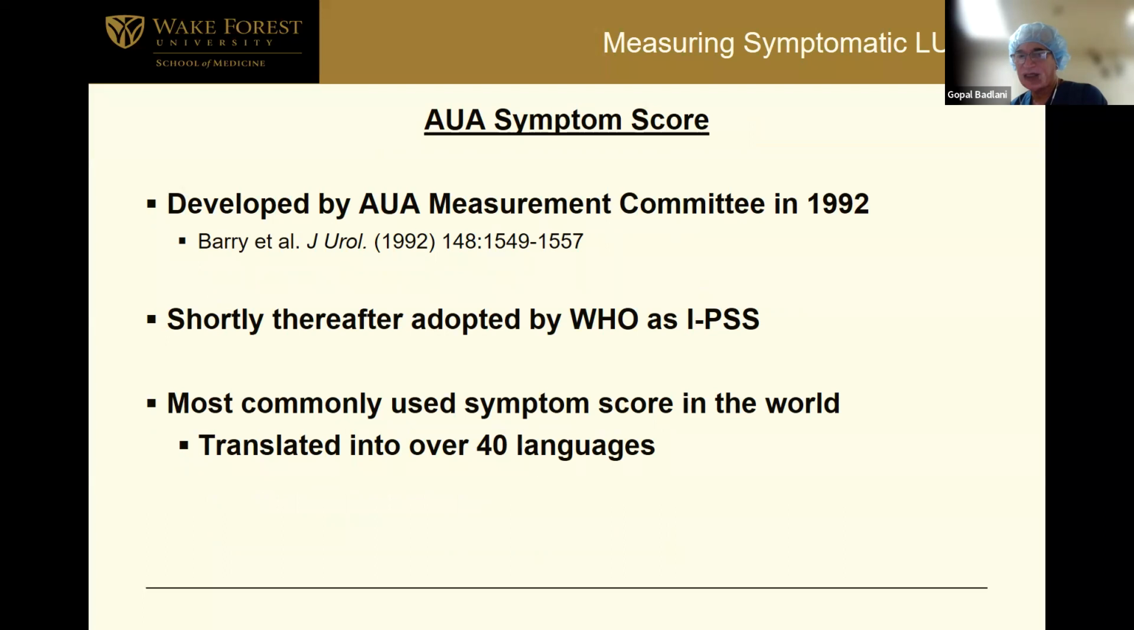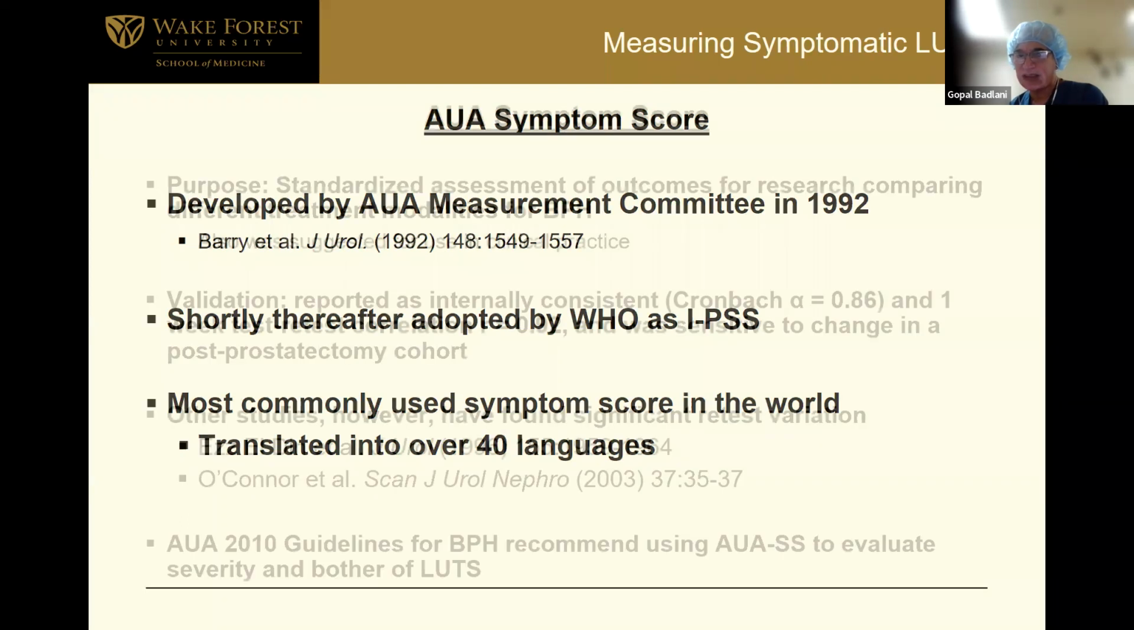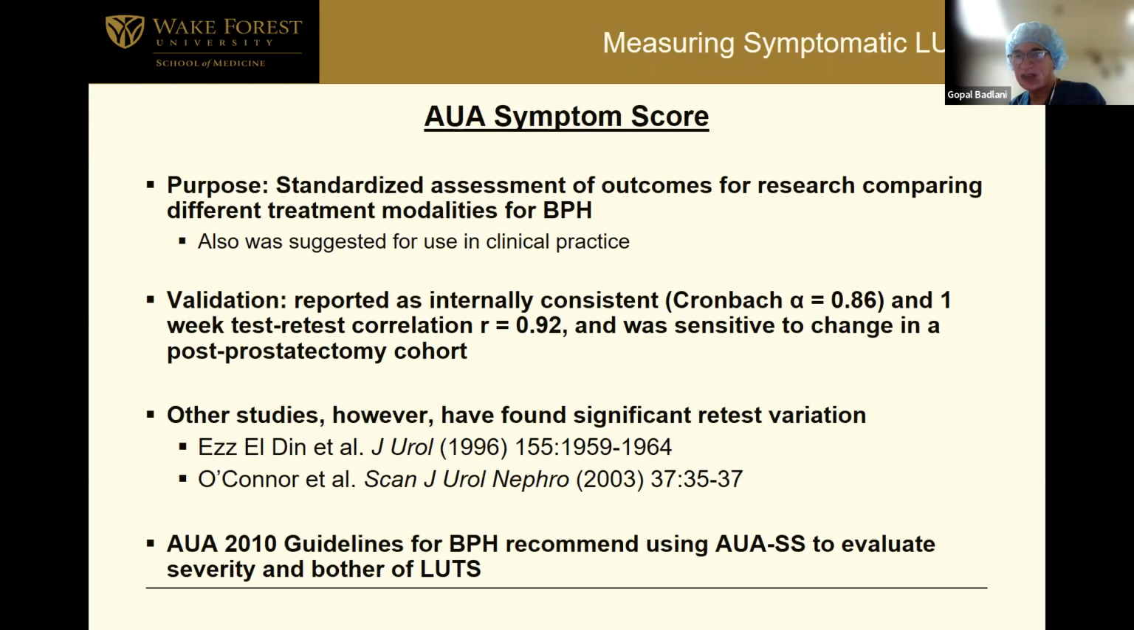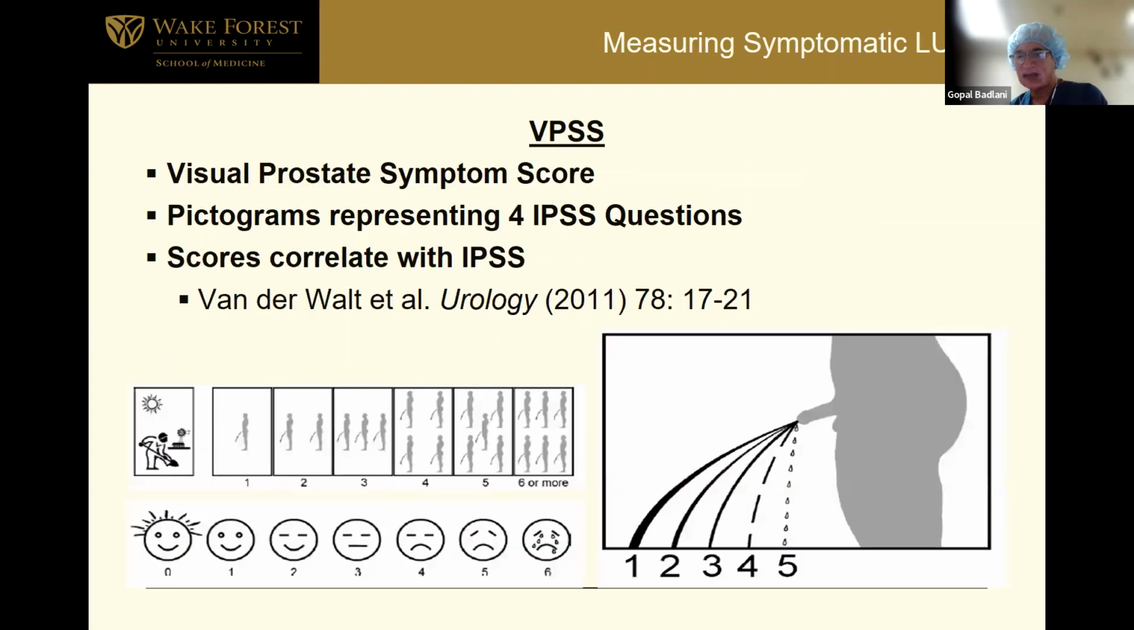The AUA symptom score is about the most commonly used symptom score. It's been converted into 40 languages, and it is used around the world. Its purpose in clinical practice is also very well validated. Let me go past this. There are other symptom scores available. Most recently, something called the visual prostatic symptom score. This is a picture depicting the flow rate and bother related to it on a Likert scale here.